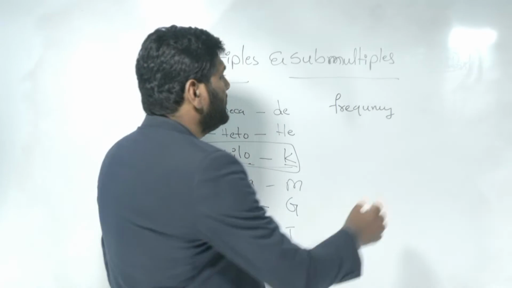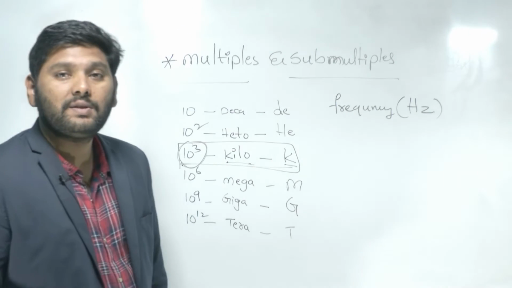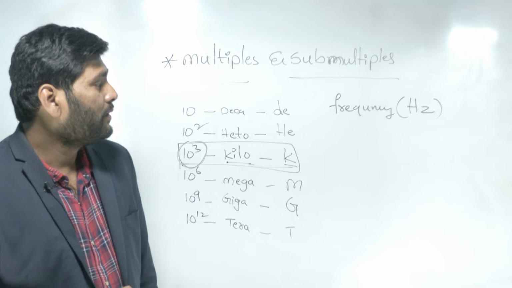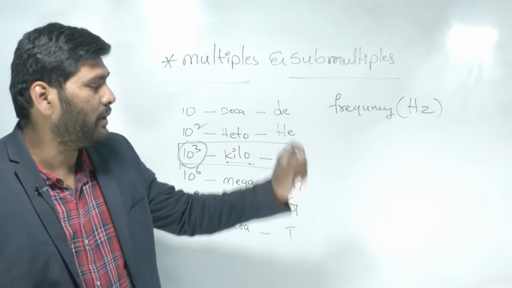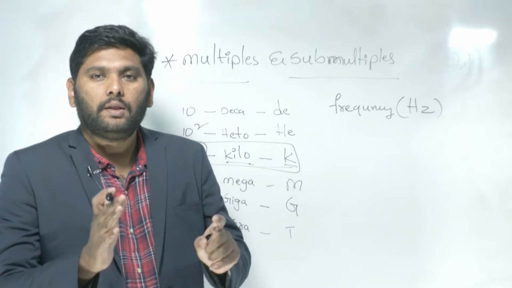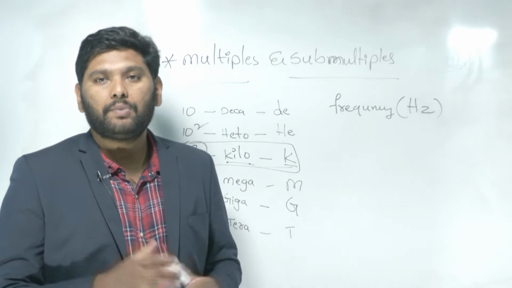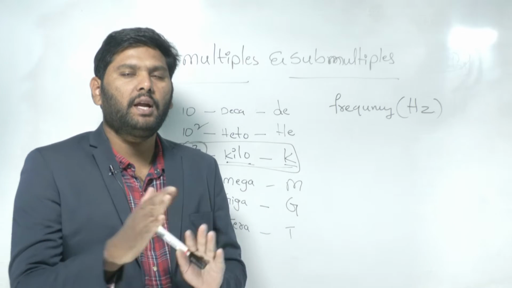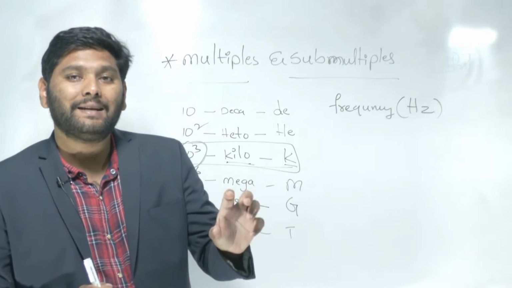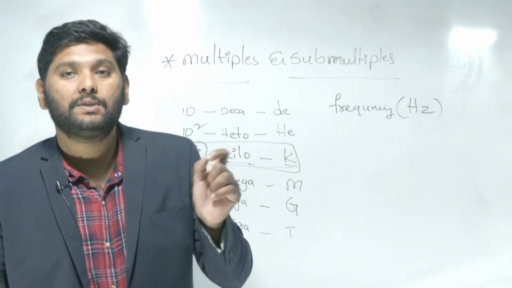The unit for the frequency is hertz. So when you are talking about these units and about the frequency, generally you can observe this in your mobile phones, laptops, gadgets. Every gadget has a frequency, and the frequency of the gadget represents the speed.